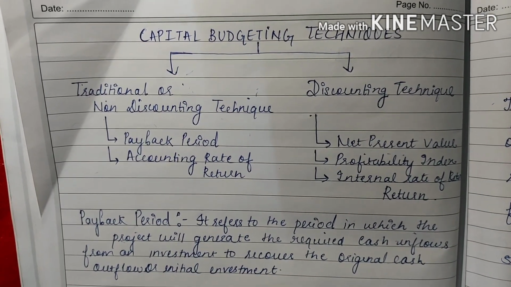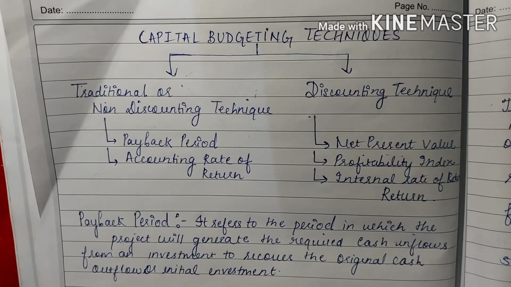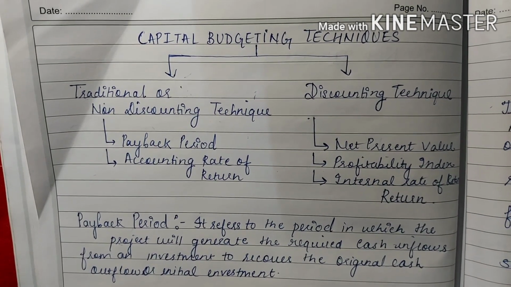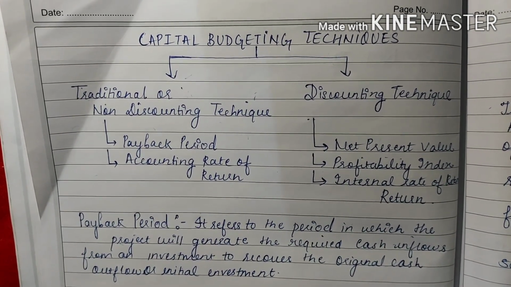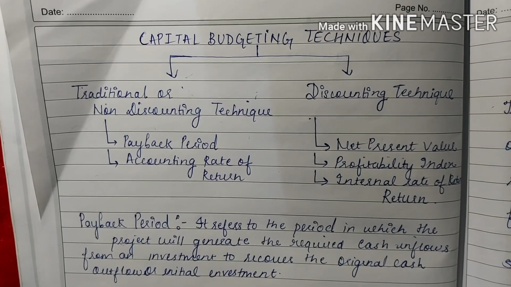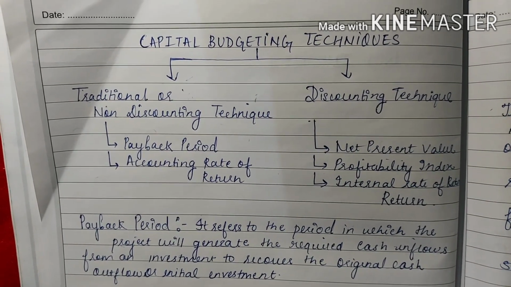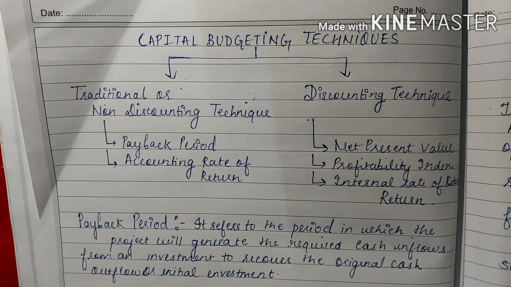Today we will be doing capital budgeting techniques. Capital budgeting techniques are the techniques which help a firm in evaluating various proposals and selecting the best one. These techniques are classified into two groups, that is the traditional or non-discounting technique and the second is discounting technique.